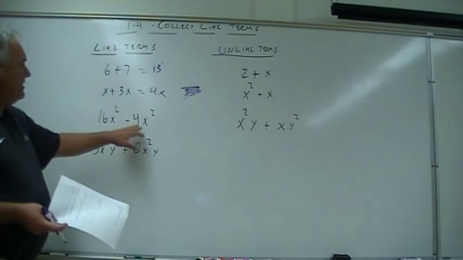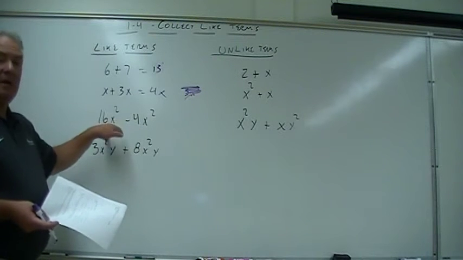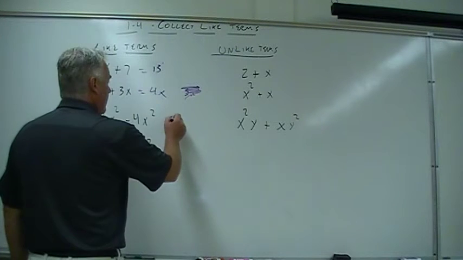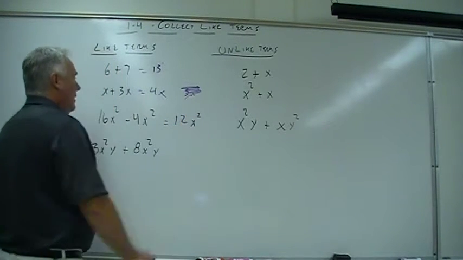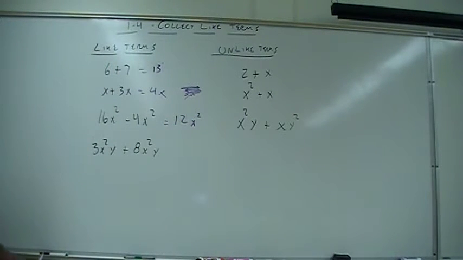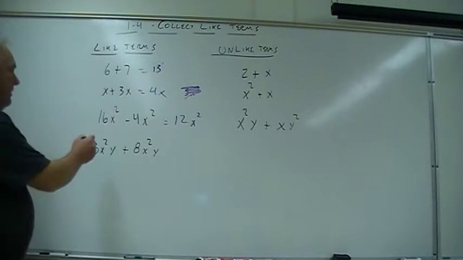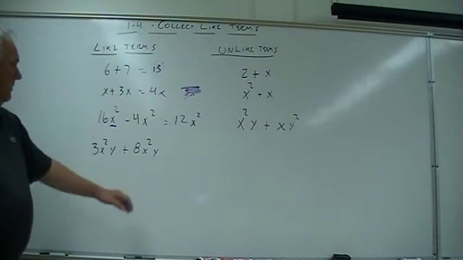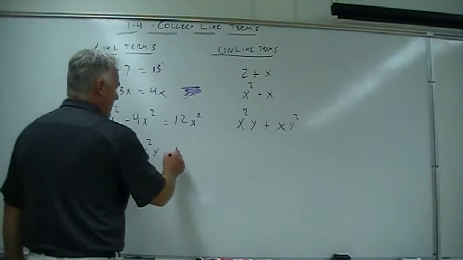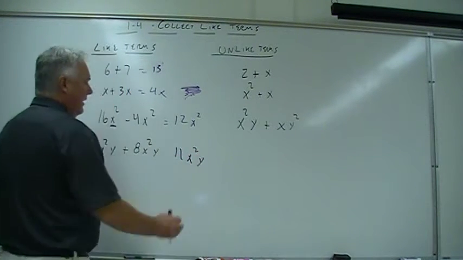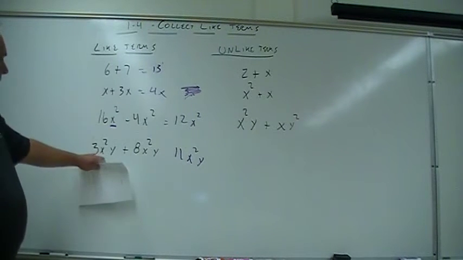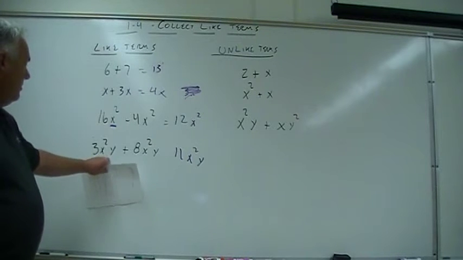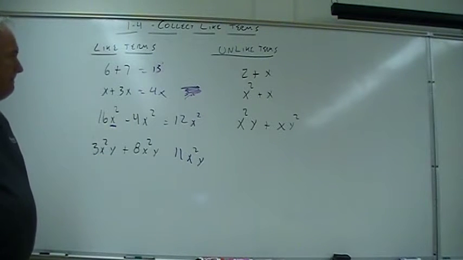16x squared minus 4x squared. The x squareds are like terms because they are alike. So we do the math and get 12x squared. Nothing changes with the exponent. The term stays the same. 3x squared y plus 8x squared y, 11x squared y. So even when we're doing terms with multiple variables like that.